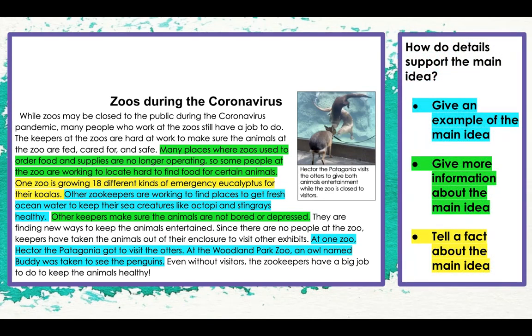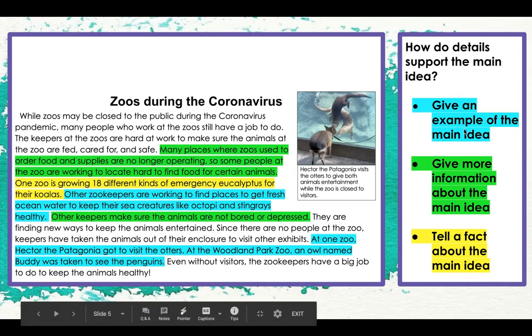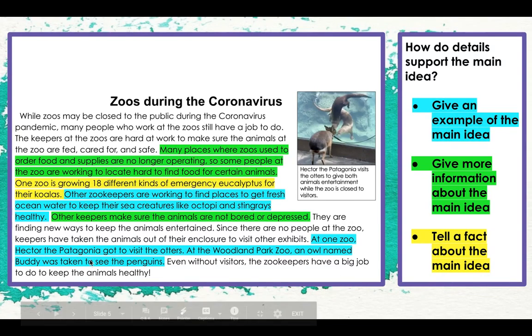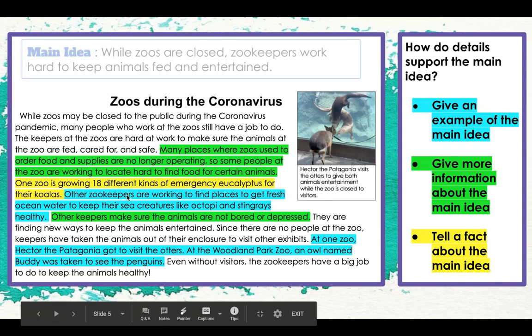So now we're going to take a look at 3 different ways that details support the main idea. So details can give an example of the main idea. And I highlighted this in blue because in here, the highlighted parts in blue give an example of this main idea.